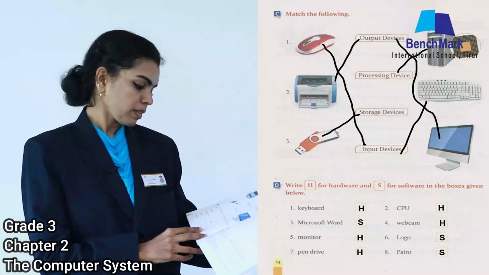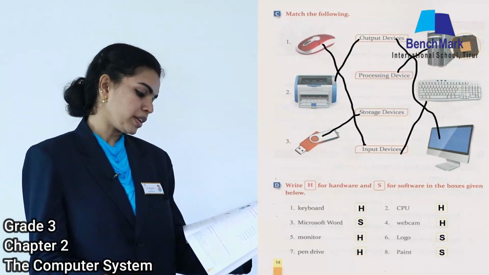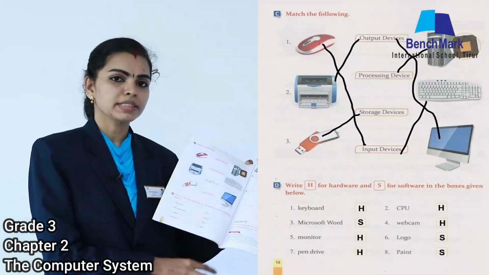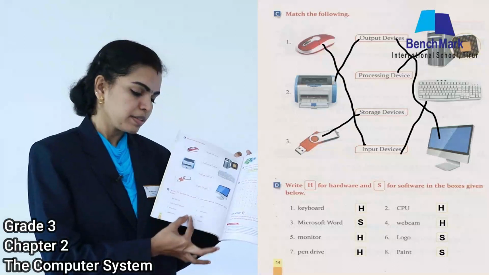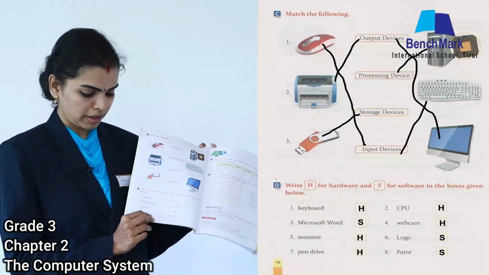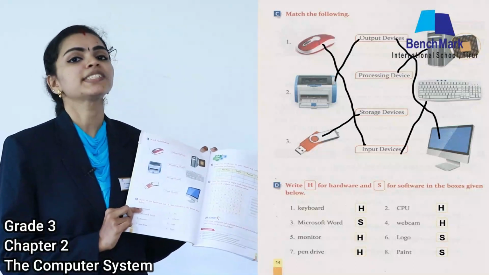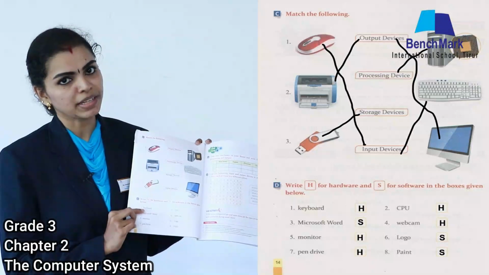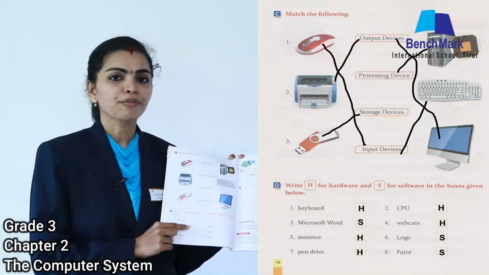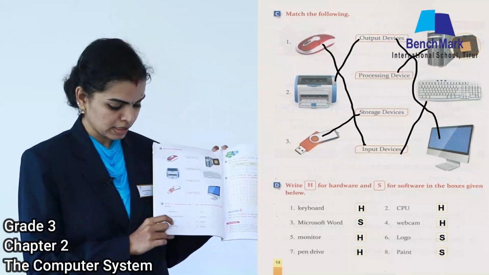Okay. And then write H for hardware and S for software in the box given below. So here they have given several devices, and beside that they have given a box. So we need to write them whether it is a software or hardware. So first one is keyboard. So what is this keyboard? Keyboard is an input device. So this input device is a hardware. So we need to write H. Microsoft Word. So Microsoft Word is a software. So we need to write S.